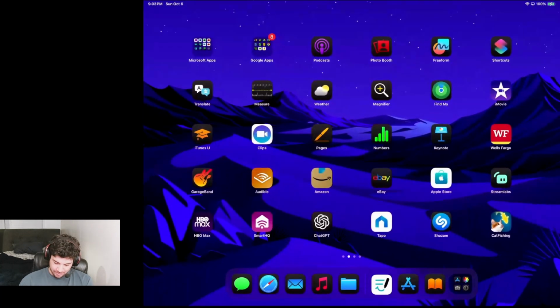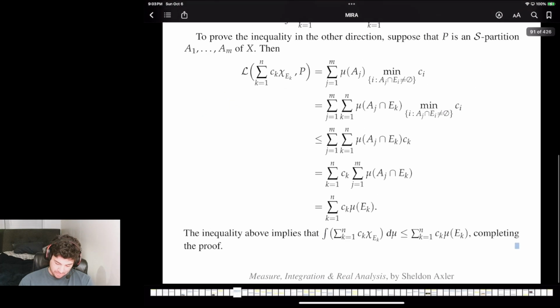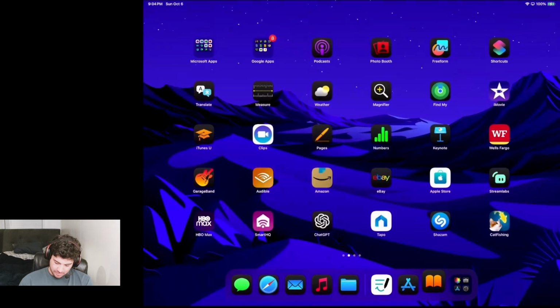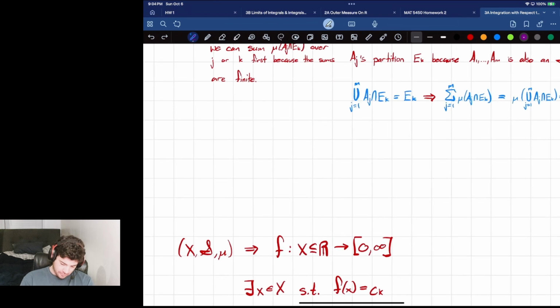And this is the last step. The inequality above implies, okay, we have the less than, right? So we have the lower Lebesgue sum is less than this sum. And the lower Lebesgue sum is also, okay, so we get the lower Lebesgue sum.